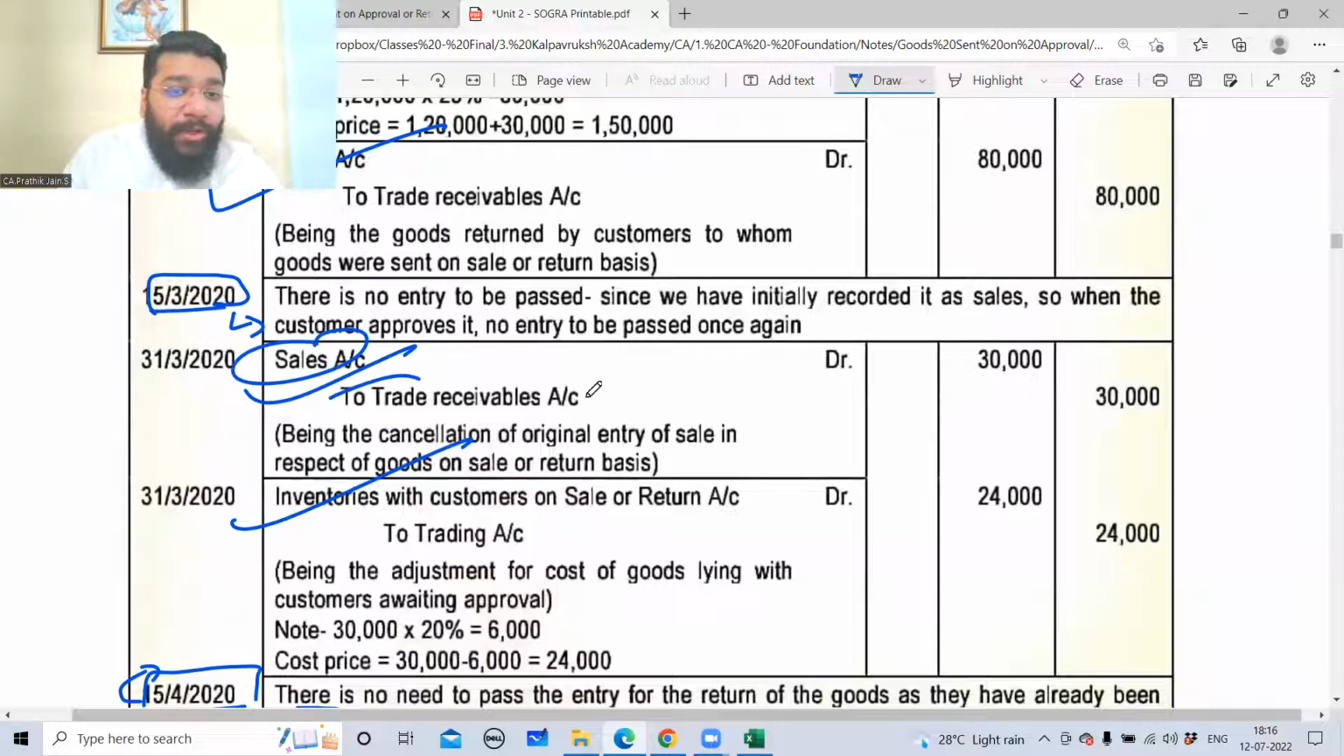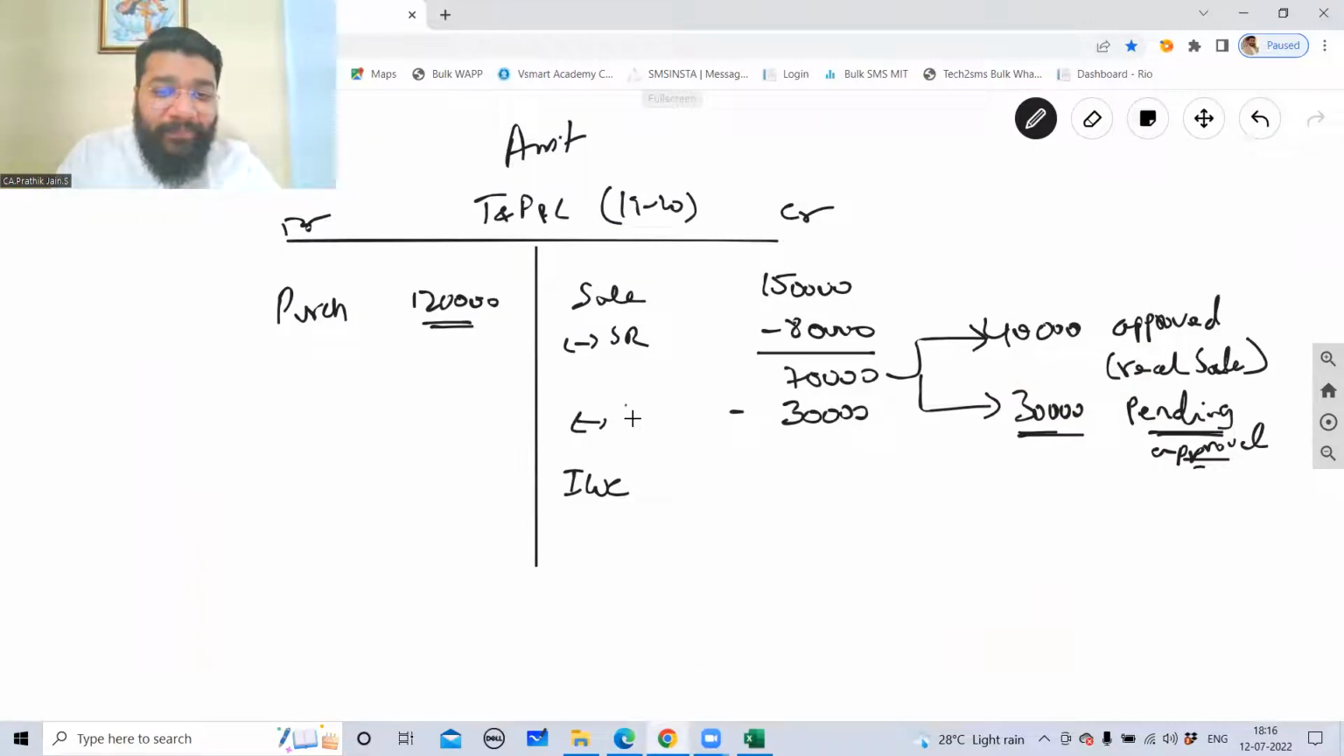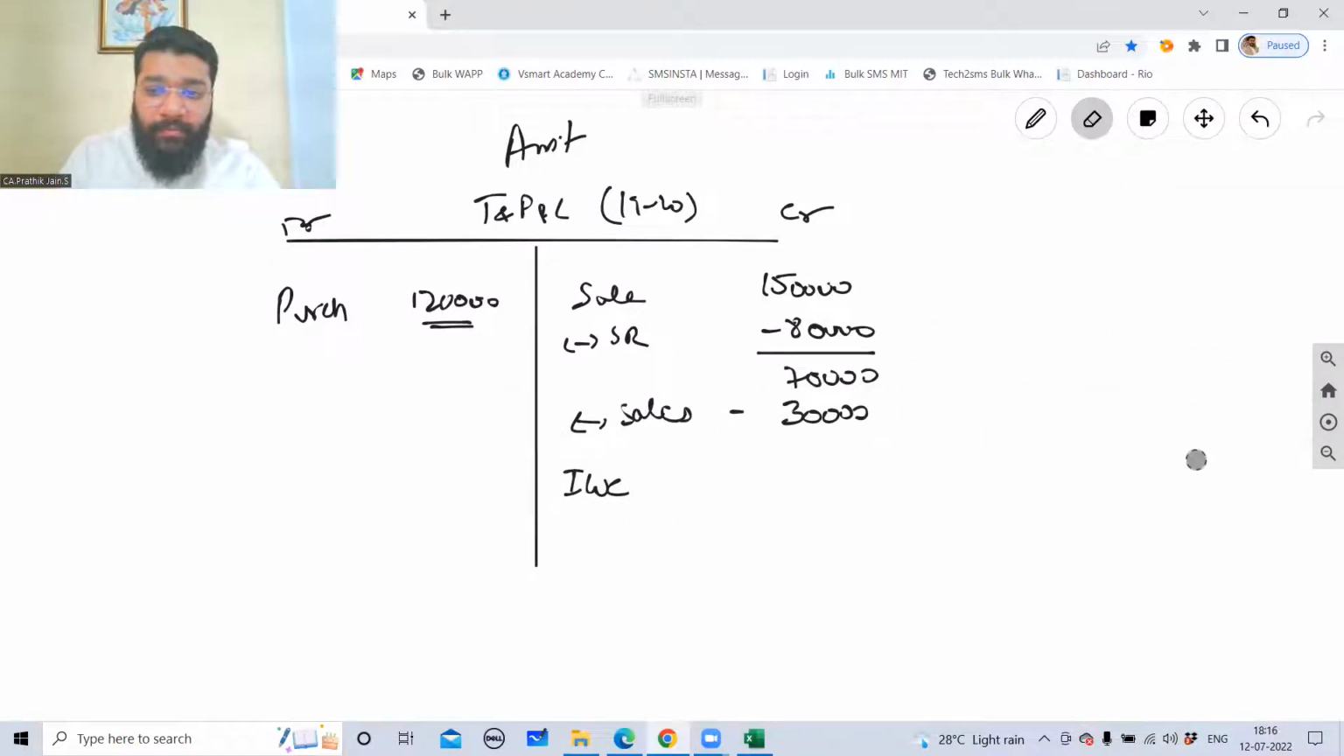Sales account debit to trade receivable. So sales you've debited now. So minus sales. So minus sales. So what? 40,000 rupees. 40,000 rupees is the actual sale. Do you get my point?